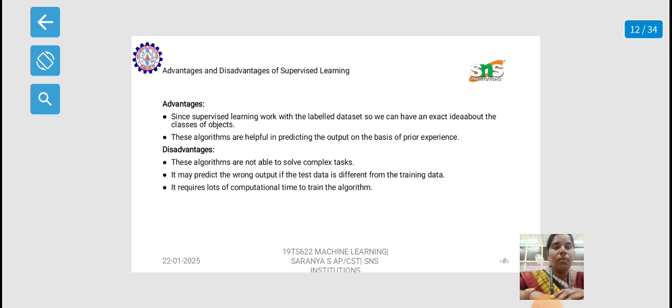Then the disadvantages of supervised learning are that these algorithms are not able to solve complex tasks. It may predict the wrong output if the test data is different from the training data. It requires a lot of computational time to train the algorithm.